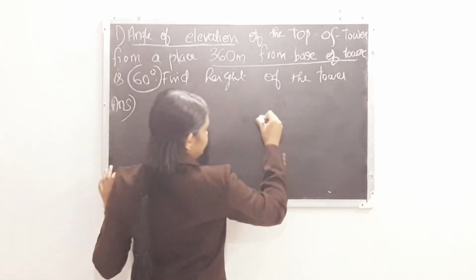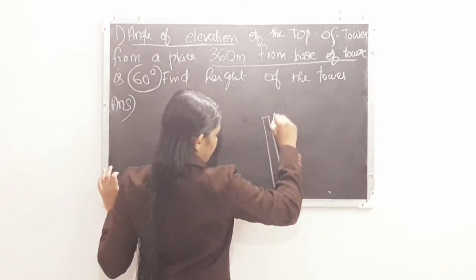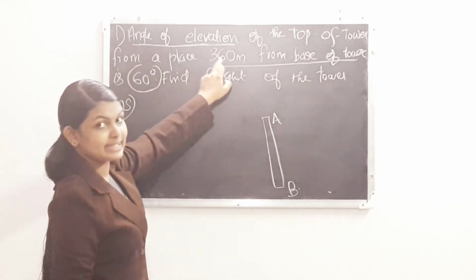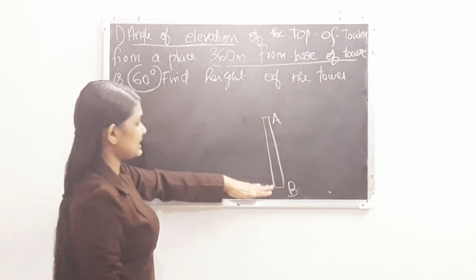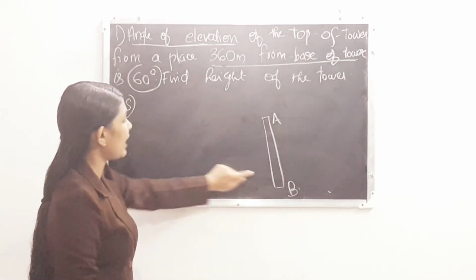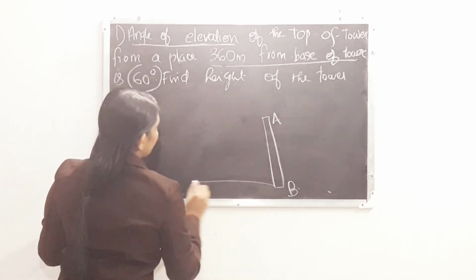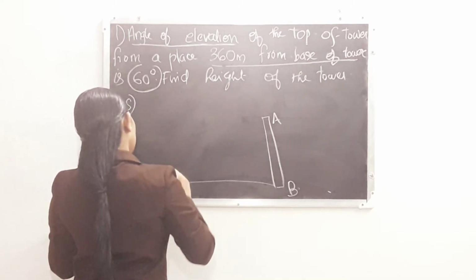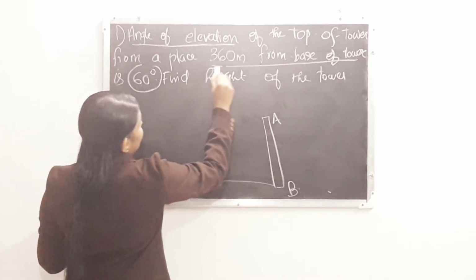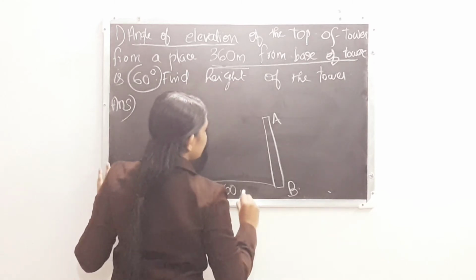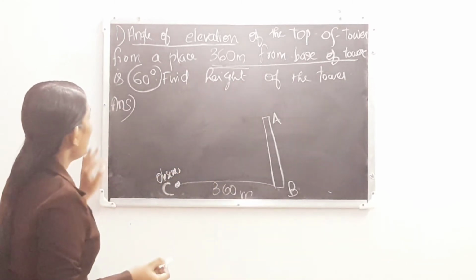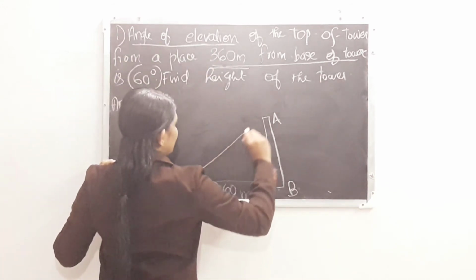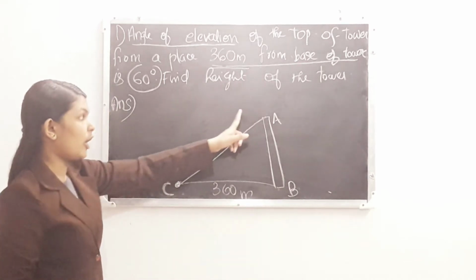That means there is a tower and we can name it as AB. And it is given that it is observed from a place 360 meter from the base of tower. So this is the base of the tower, and from 360 meter away it is being observed. So let us assume that this is the observation point, where the observer is standing. And he is at a distance of 360 meter from the base of tower. And the angle of elevation of the top of tower is given. So this is a line of sight connecting the observer and the point to be observed.